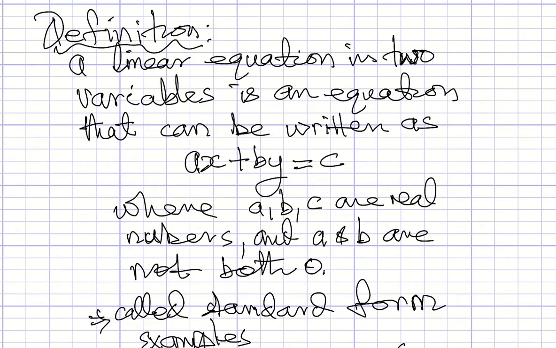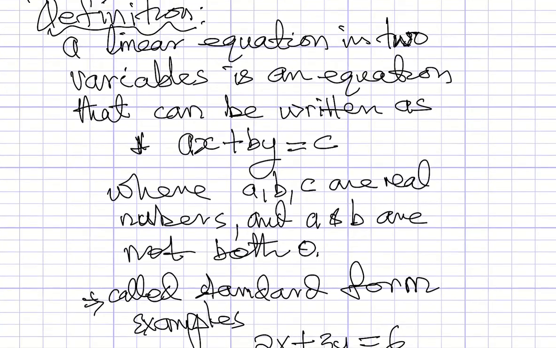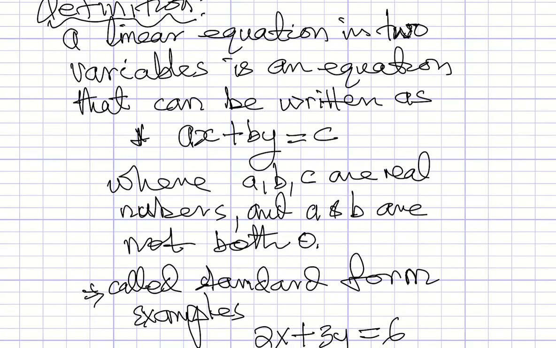A linear equation in two variables is an equation that can be written in this form here, okay? Where A, B, C are real numbers, right? And A and B are not both zero. This form here is called the standard form. They call it the standard form, okay?